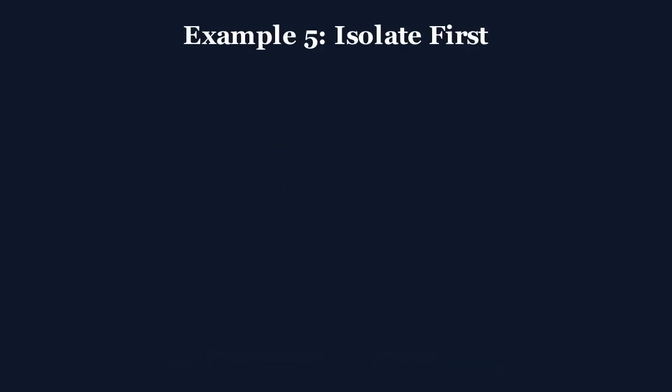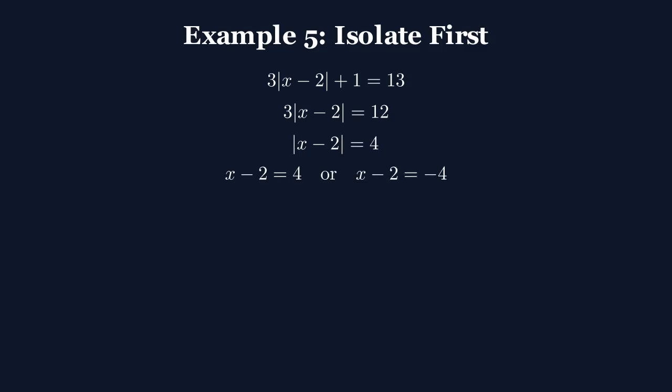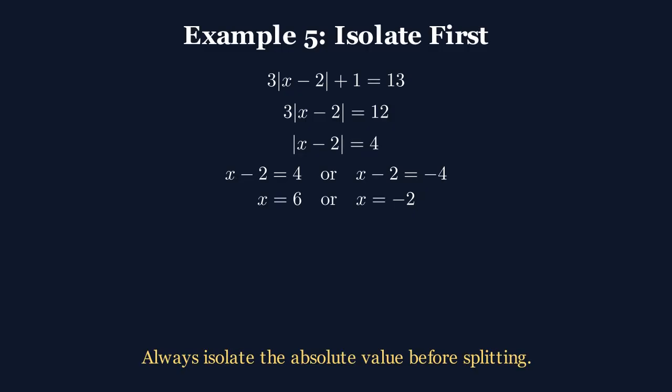Example 5. Solve 3|x - 2| + 1 = 13. First, isolate the absolute value. Subtract 1 to get 3|x - 2| = 12. Divide by 3 to get |x - 2| = 4. Now split into x - 2 = 4 or x - 2 = -4. The answers are x = 6 or x = -2.